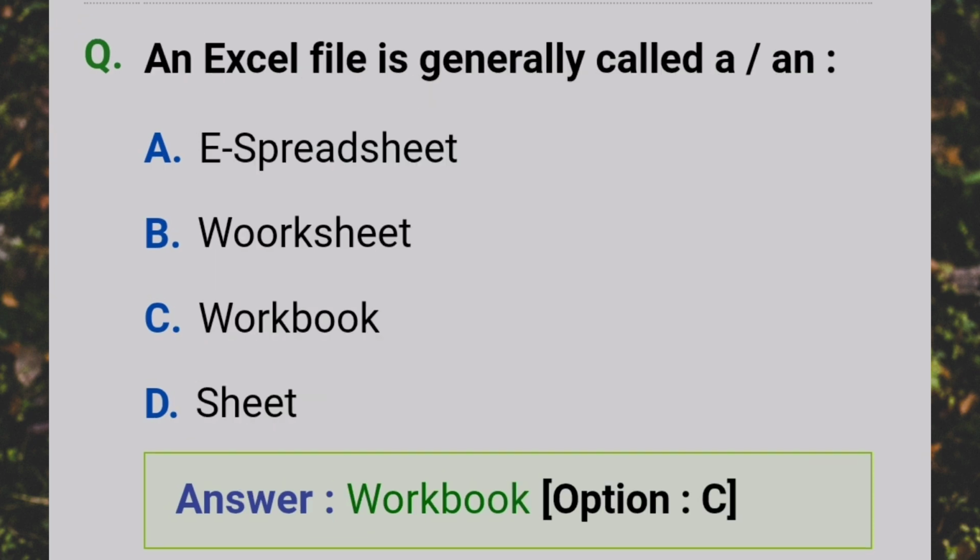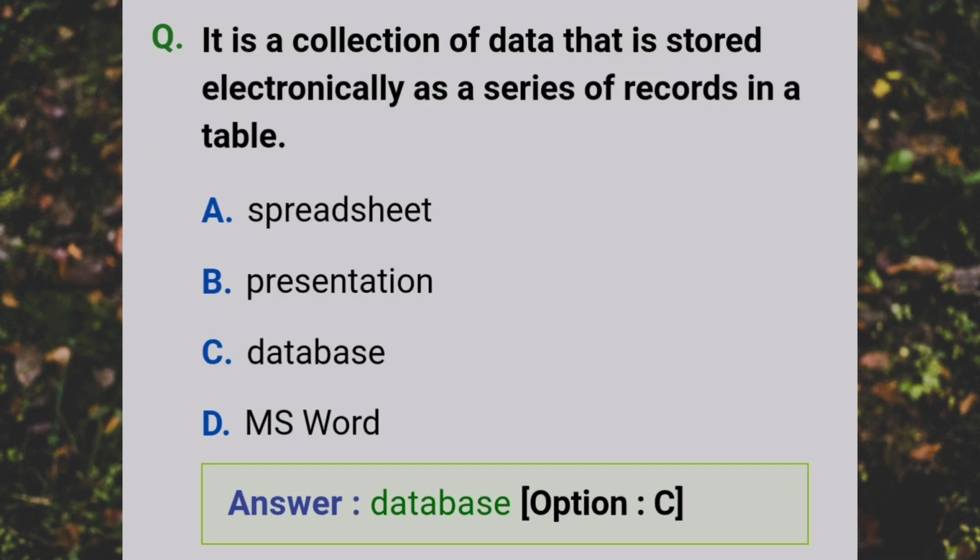An Excel file is generally called a... Answer C. Workbook. It is a collection of data that is stored electronically as a series of records in a table. Answer C. Database.